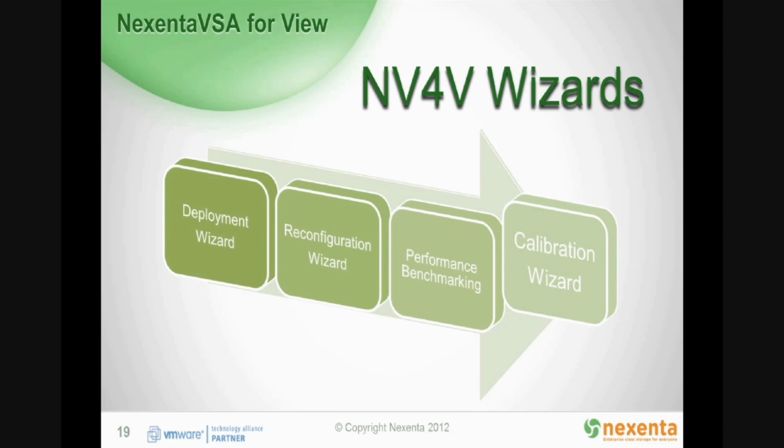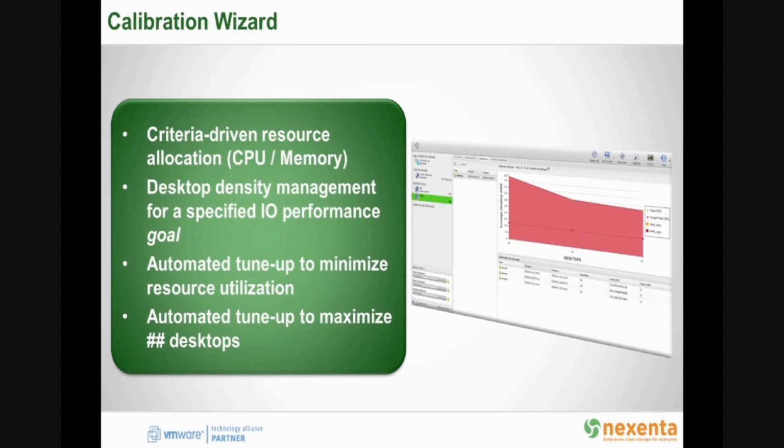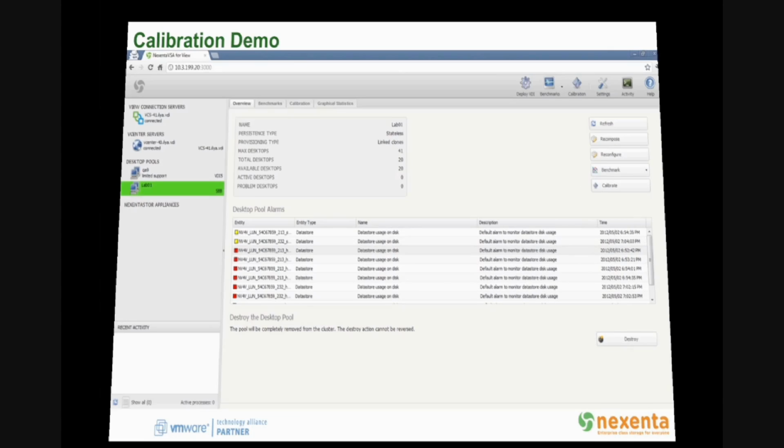In this section, we will demonstrate the benefits of the NexentaVSA for View Calibration Wizard. The NexentaVSA for View Calibration Wizard features the following: criteria-driven resource allocation, as in CPU and memory, desktop density management for a specified I/O performance goal, automated tune-up to minimize resource utilization, and automated tune-up to maximize the number of desktops able to be deployed.